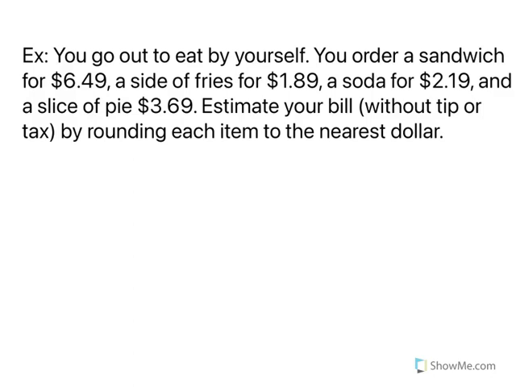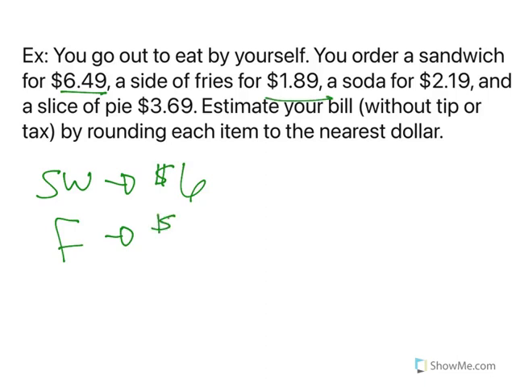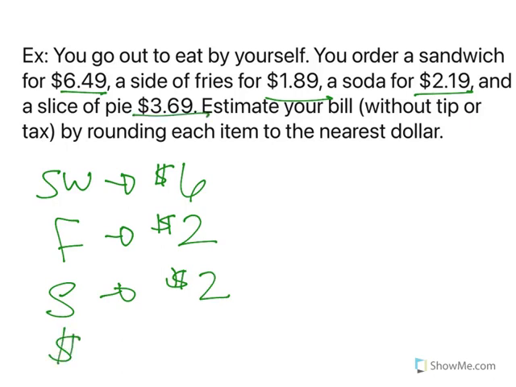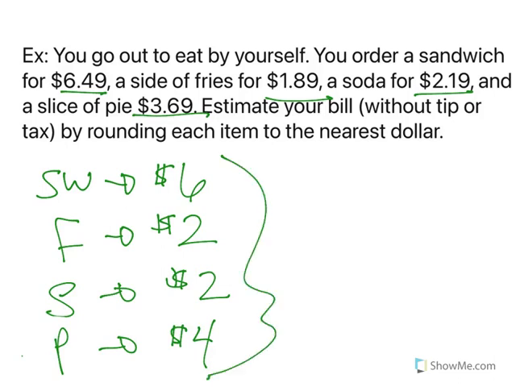All right, so let's go first. We have our sandwich. $6.49 to the nearest dollar is 6. Our side of fries to the nearest dollar is 2. The soda is 2. And that slice of cherry pie, I don't know about you guys, but I love me some pie, some cherry pie. I could go for some cherry pie right now. $3.69 to the nearest dollar is 4. Now, when I add these all together, I get an approximate order of $14.